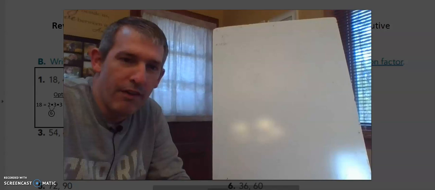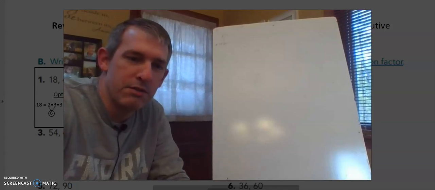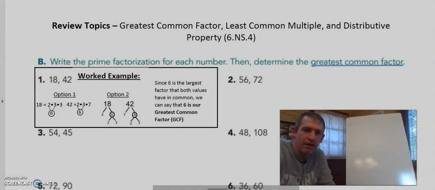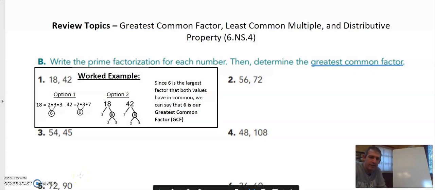So with all that, we're going to go ahead and go to the first page, at least that has content on it. Looks like this. Okay, so it's talking about writing the prime factorization for each number, then determine the greatest common factor. So in my opinion, that is two things, two different standards. Prime factorization is what we're going to look at first, all right?